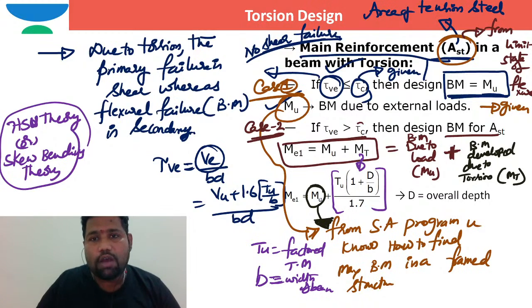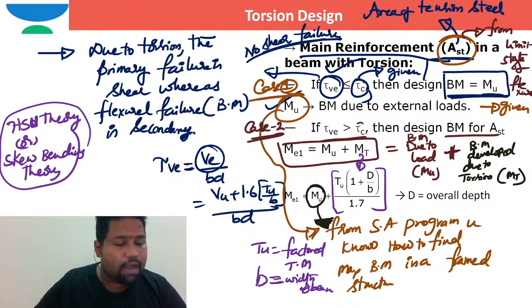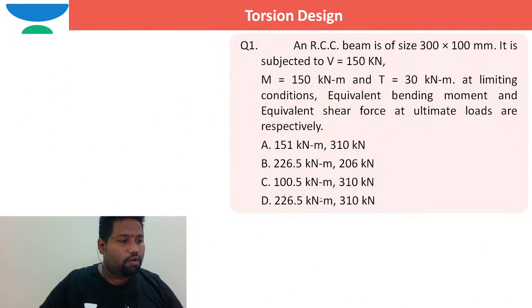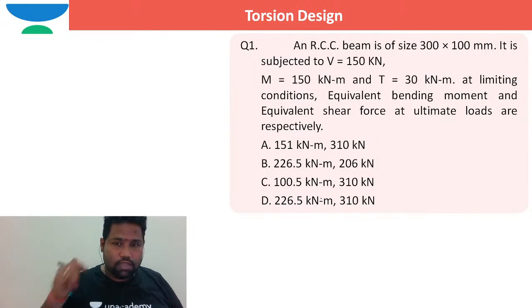Now everybody will also ask, sir, you taught how to design for main reinforcement, the design bending moment for tension steel. Similarly, what is the design bending moment for compression steel? You need to mention that, right? Before I talk about the compression reinforcement, let us work out the problems. After I work out the problems, I will teach a small class on what design bending moment I need to use for the design of compression reinforcement. So please work out this.